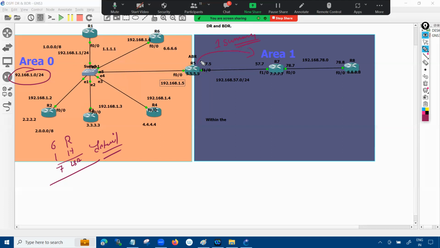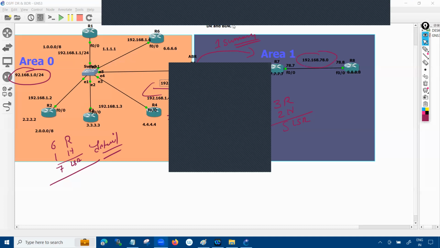So in router 5, router 6, router 7, router 8, in area number 1, you will have 3 router LSAs and 2 network LSAs. So in total you have 5 LSAs now. When router 5 is going to advertise the area 1 information into area number 0, it will only advertise 2 summary LSAs. How? One this guy and another this guy.